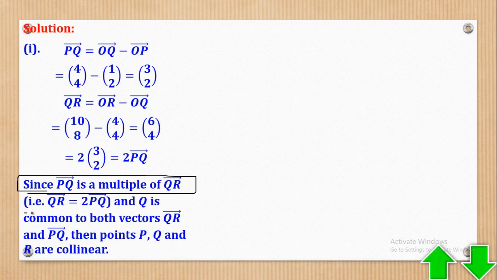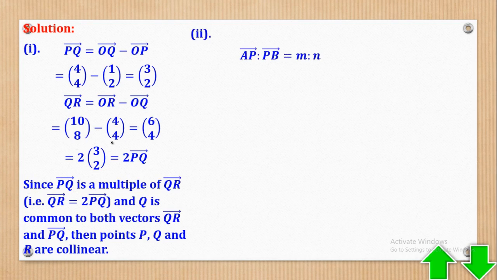You also have to add that the two lines share a common point, because if they don't share a common point, it means that they are parallel, but when they share a common point, it means that they are collinear. So that was Roman 1. Now we shall go to Roman 2.